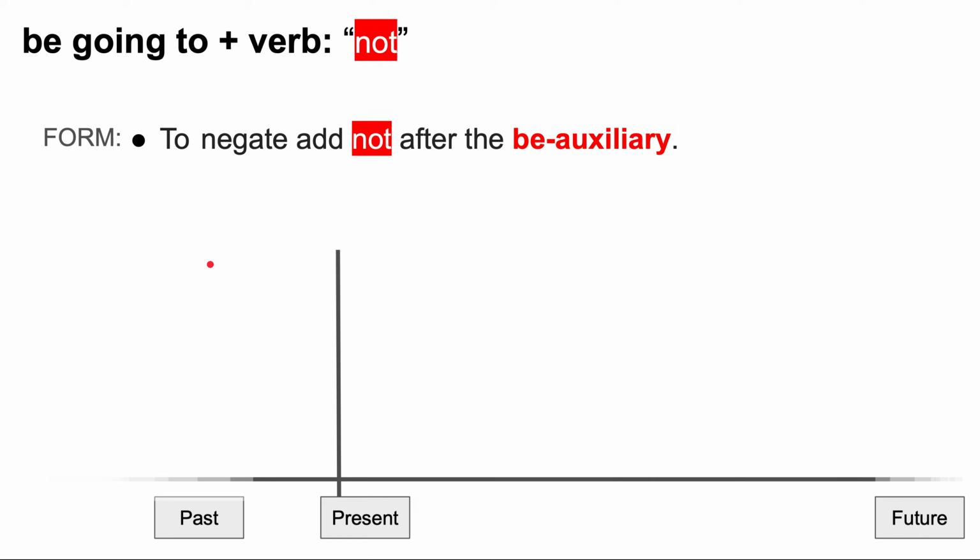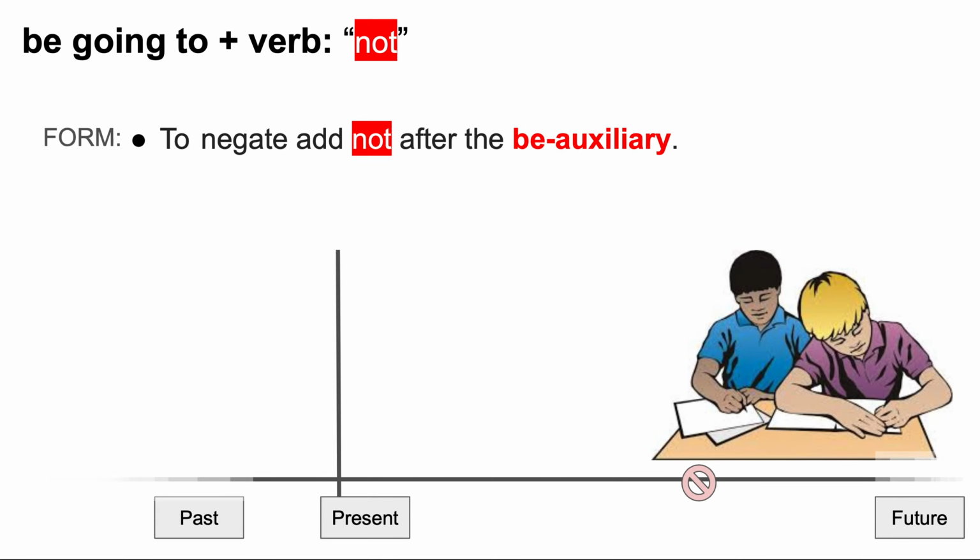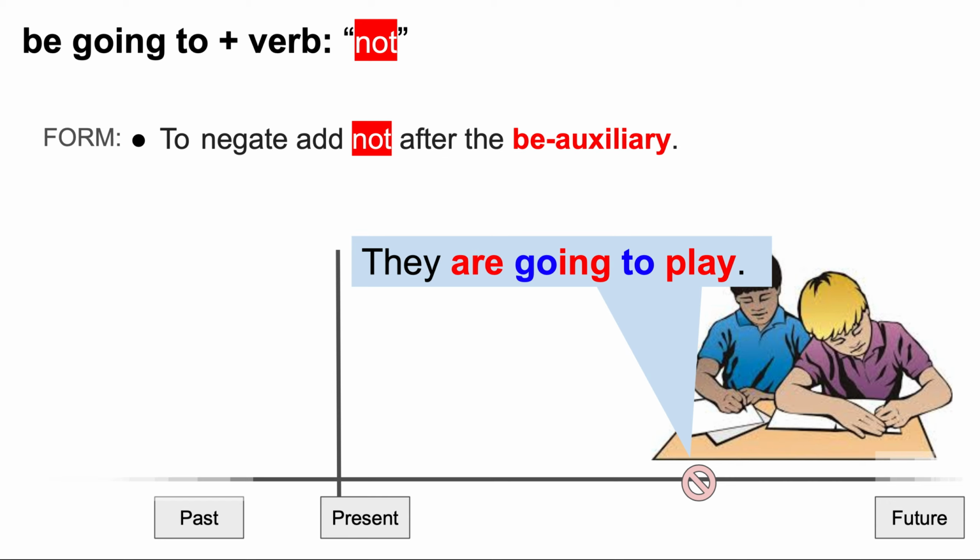Let's look at another example. Remember that we're going to add not after the be auxiliary. So we have two students here, and they are going to play. They're going to play. They are not going to play. The negation comes after are, the be auxiliary.